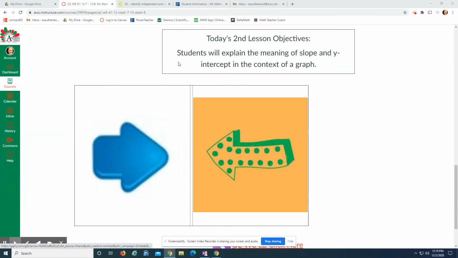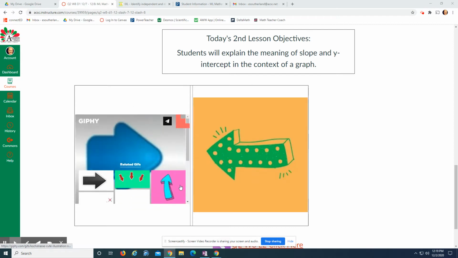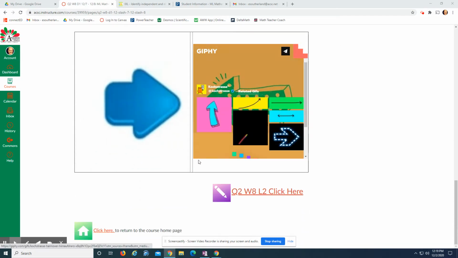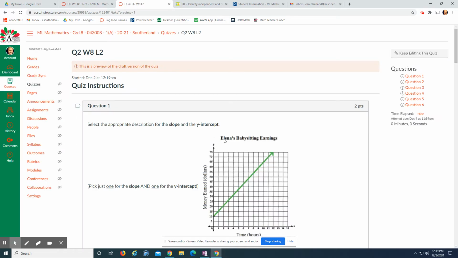Our second assignment today, students will explain the meaning of the slope and y-intercept in the context of a graph. So this video will be posted between these two arrows. The assignment's here, so you'll click here. Yours will say take quiz. Go ahead and preview it. Make sure you watch this video. And so I want you to select the appropriate description for slope and the y-intercept.